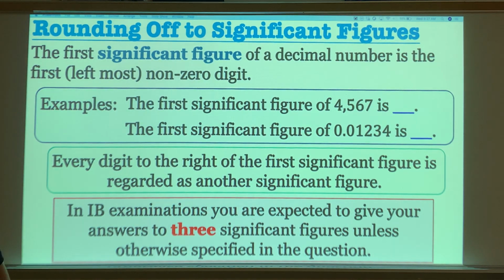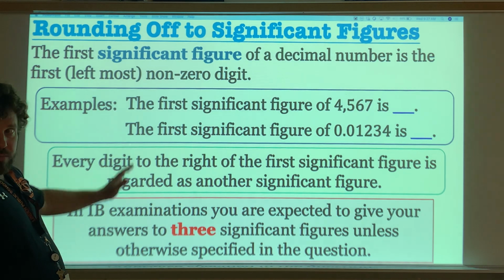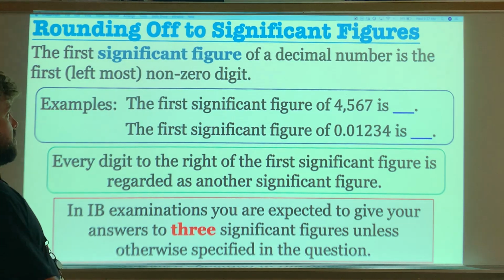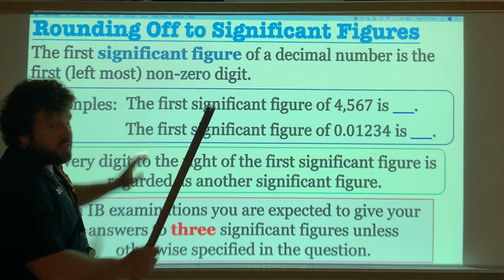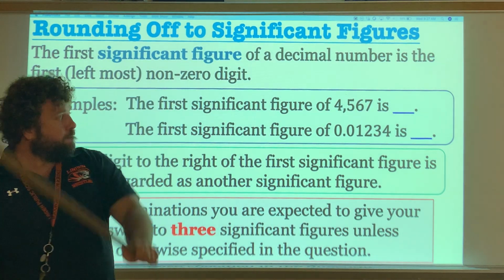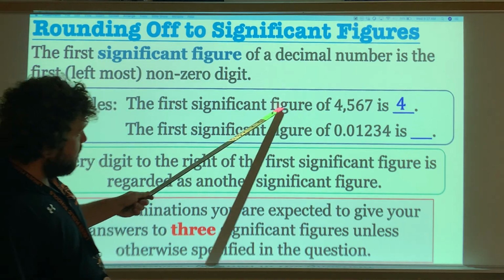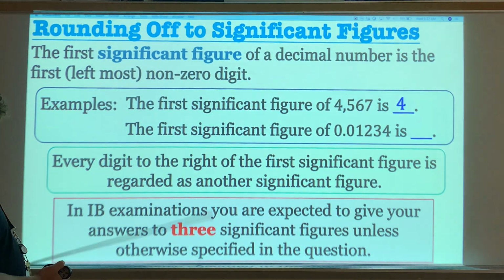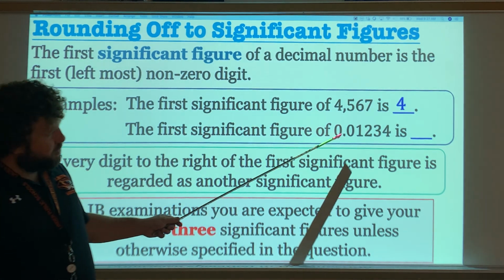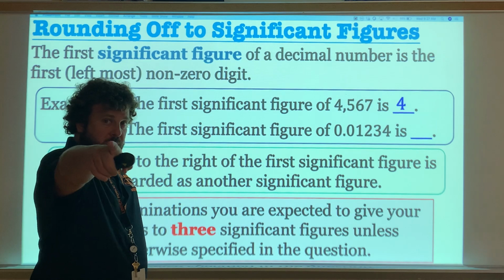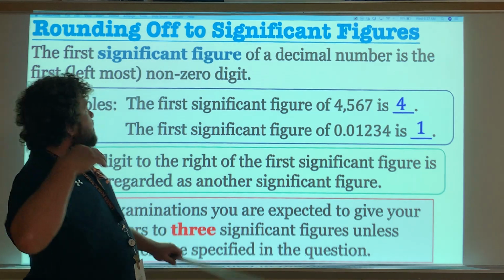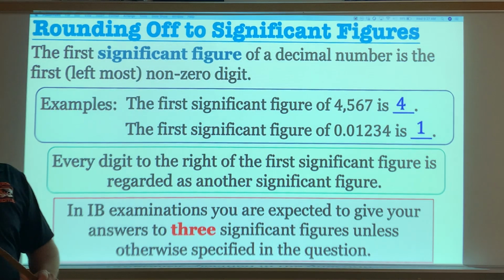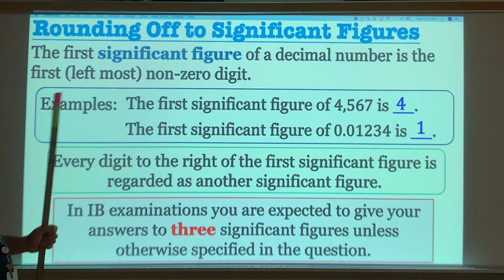What you need to know is the first significant figure of a decimal is the leftmost non-zero digit. So the first significant digit of 4,567 is, remember when I point you out your answer, 4, because it's the first number all the way to the left. So it's the largest non-zero number. The first significant figure of 0.01234 is, and the leftmost number here is 0, so what do you think it is? It's 1, because it's the first, here's the key, non-zero digit. Okay, so leftmost non-zero.